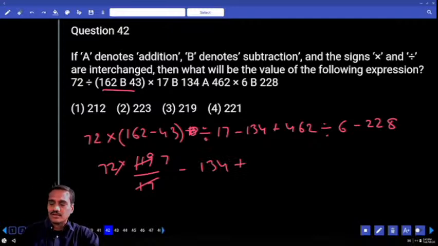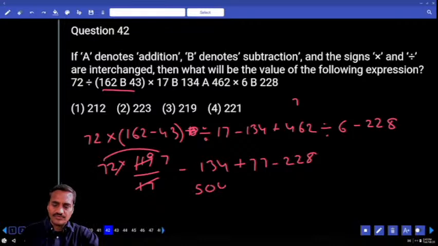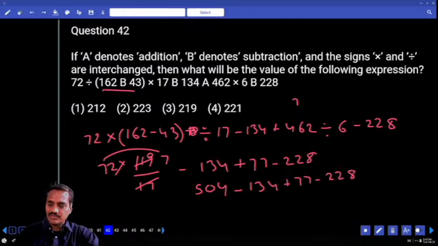Now 6 7s 42, and 77 minus 228. Now 72 into 7, how much is that? 504 minus 134 plus 77 minus 228. Then tell me what is the final answer we have? 581 minus, now sum of these two, 28 plus 34, that is 362. Now the difference between these two is how much? 219, that is choice 3. 42, it is choice 3.